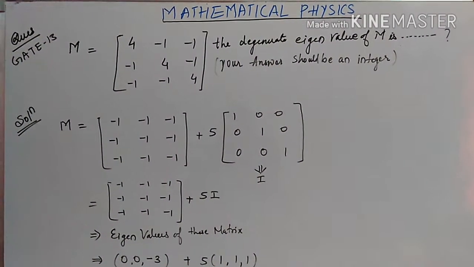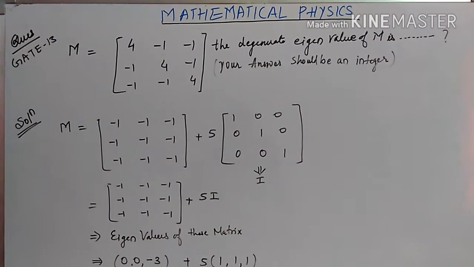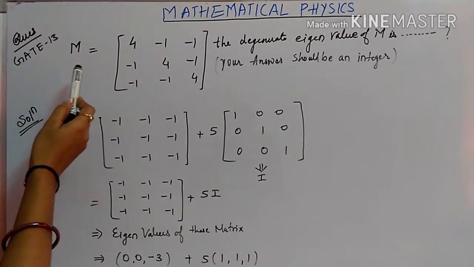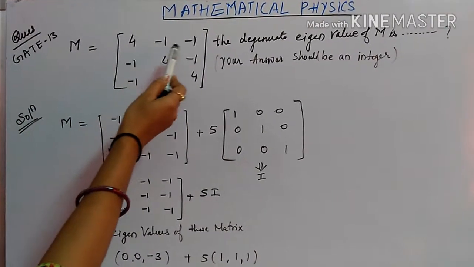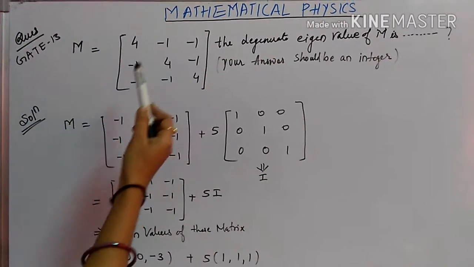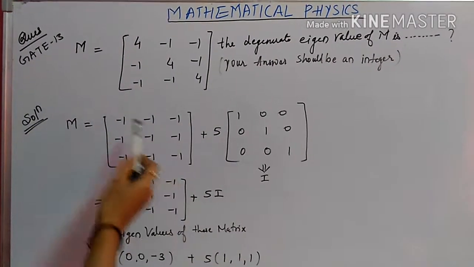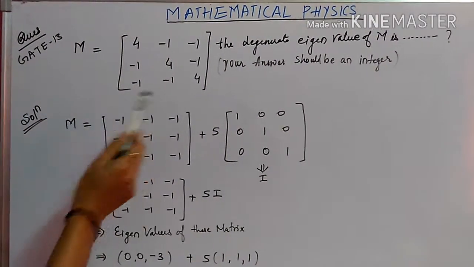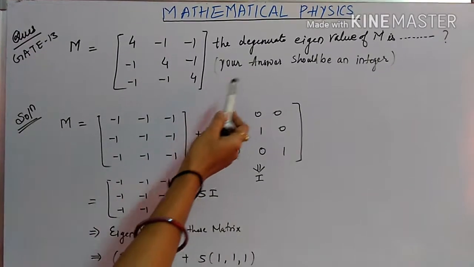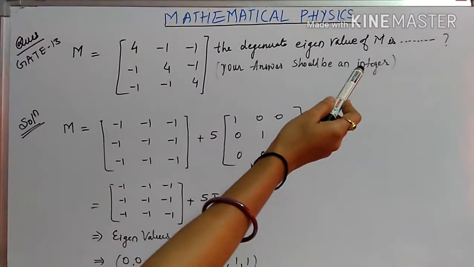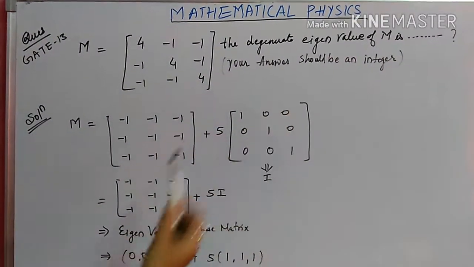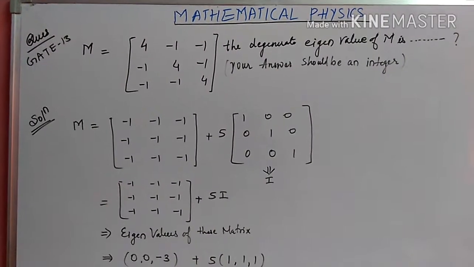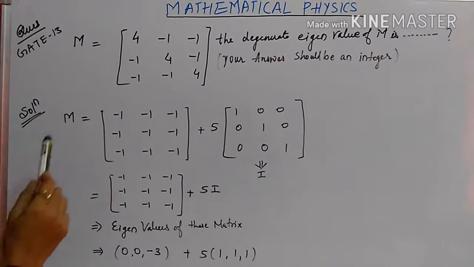Now this is the second question I have taken from the GATE 2013 exam. The question is: M equals 4 minus 1 minus 1, minus 1 4 minus 1, minus 1 minus 1 and 4. So there is symmetry in this matrix. The question is, the degenerate eigenvalue of the matrix is, your answer should be an integer. This is your question. The solution is like this.